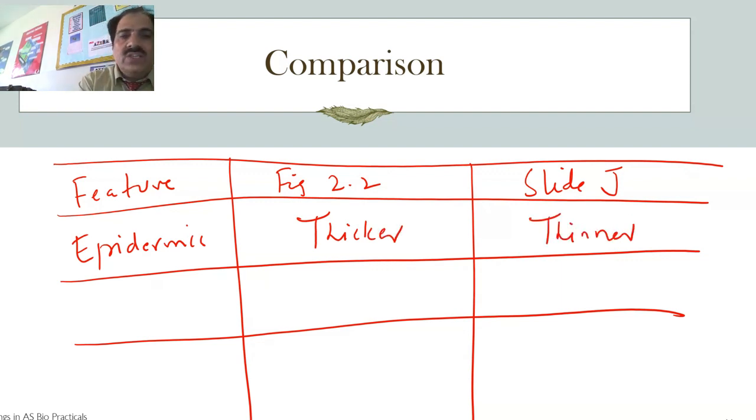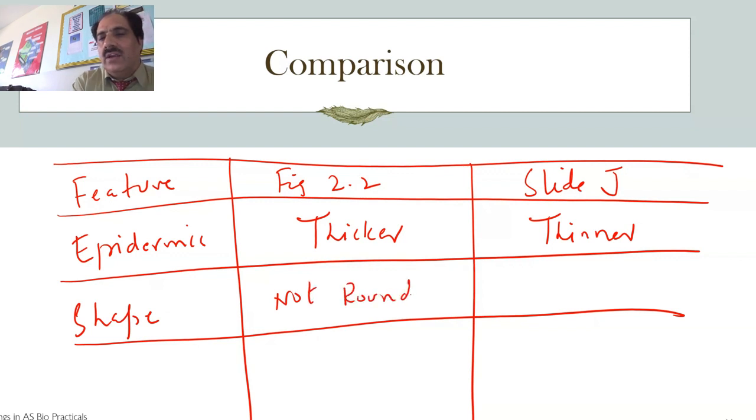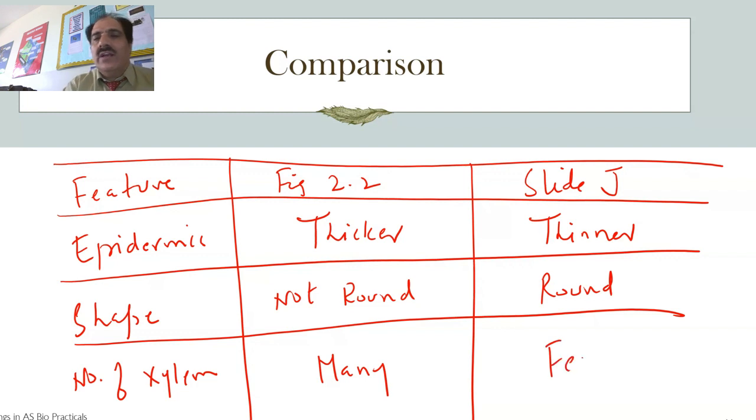For example, the shape in figure 2.2 is not round, but in slide J it was round. Number of xylem tissue: here there were many xylem cells, here there are only few. So we must write as many differences as the marks there are. If there are 3 marks for the point, we should write at least 3 differences. If 4, then we should write 4 points.